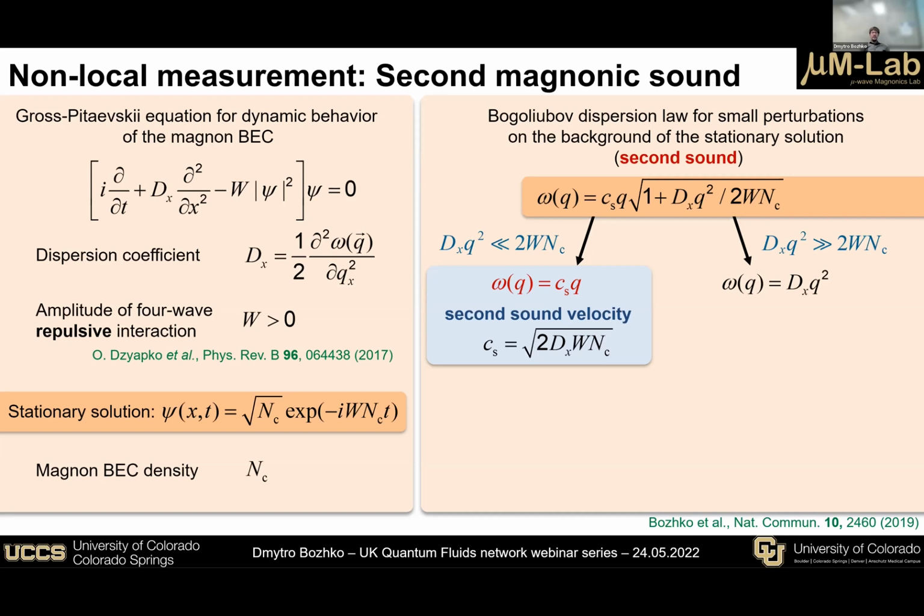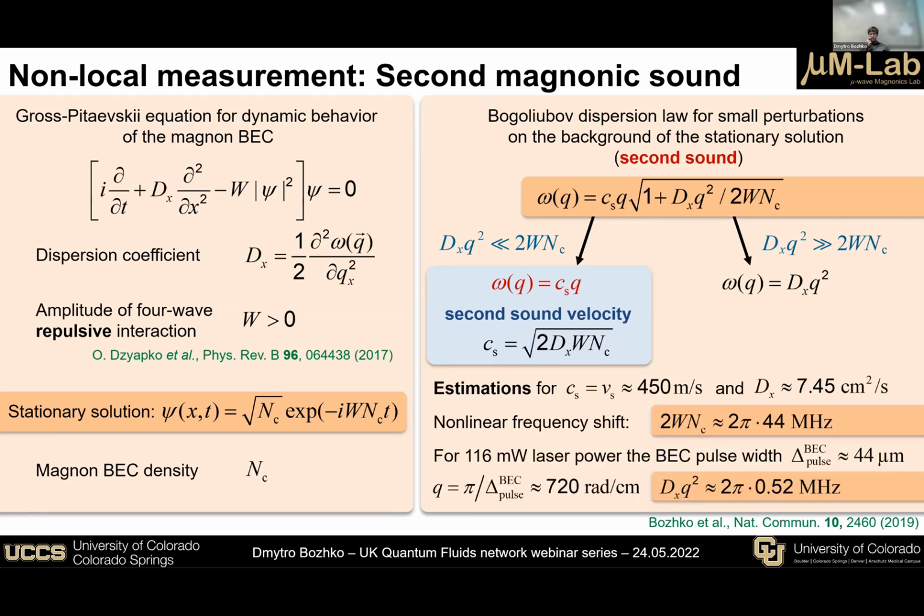So the group velocity is proportional to the square root of the condensate density. And if we do our estimations for our system, we get estimations pretty close to what we have in our experiment. We have the estimations of nonlinear shift, which is reasonable for the experiment.